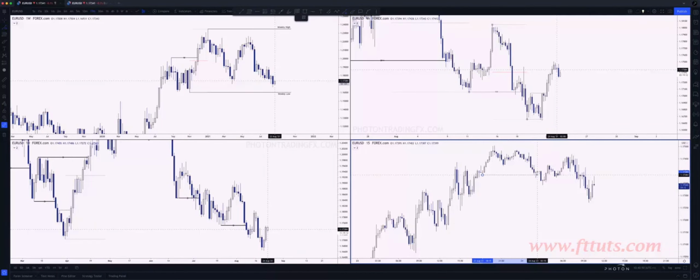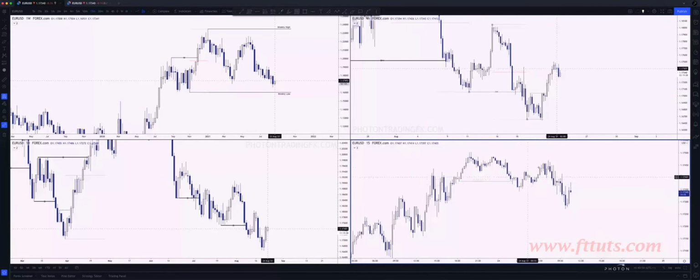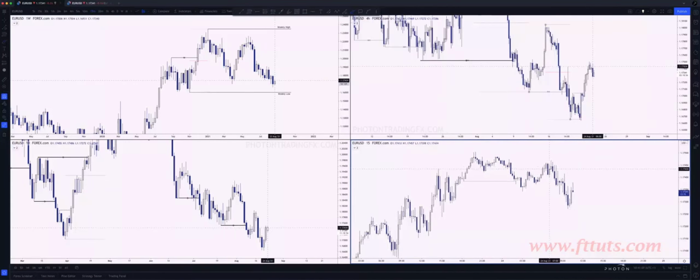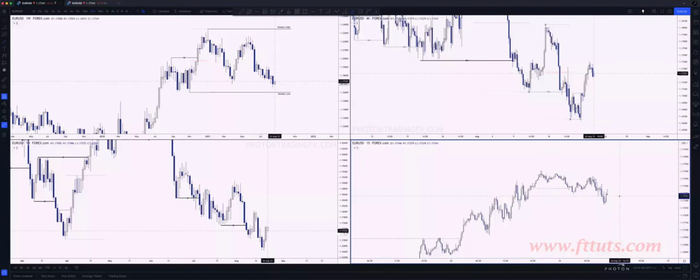I don't really like using substructure breaks, so minor breaker structure is what I want to see for my change of character. Then we get that indication, right, that the lower high may be in place, or the internal lower high, I should say, on the M15, and we can anticipate, right, the M15 switching bearish, and then we can try and see if that's going to be the 4-hour lower high there, right?